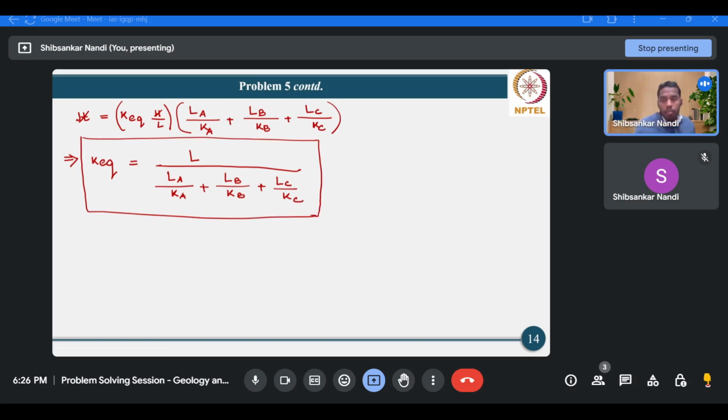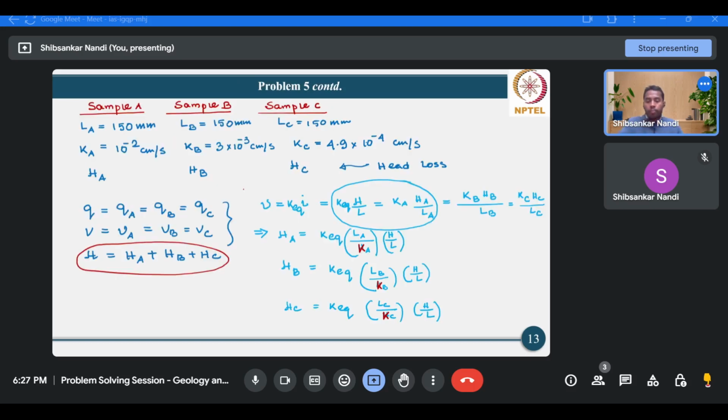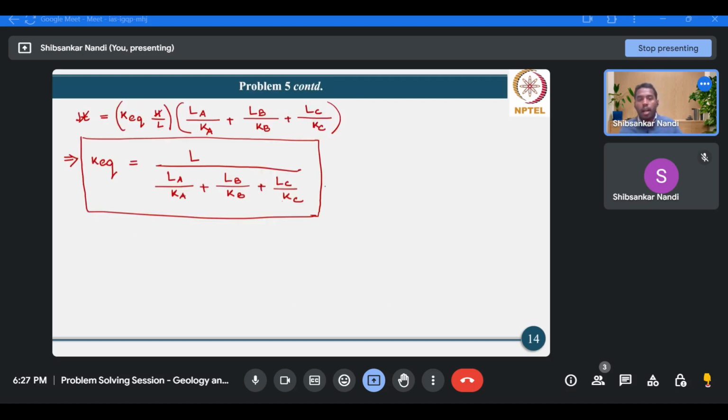for the given problem. So that means the total length, including the length of all the three samples, LA plus LB plus LC. So this is the length of sample A, sample B, sample C, and these are the hydraulic conductivities of sample A, sample B, and sample C respectively. So as I mentioned at the beginning, either you can recall or memorize this expression for the examination purpose, or you can derive it from the fundamentals. Okay, so therefore the next job is to substitute these values to get the hydraulic conductivity.